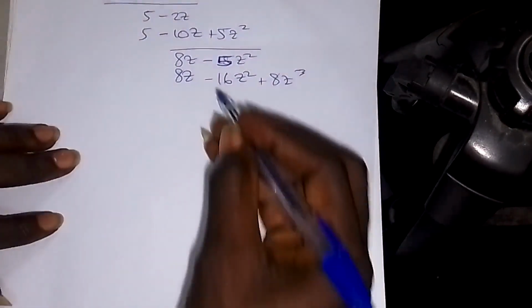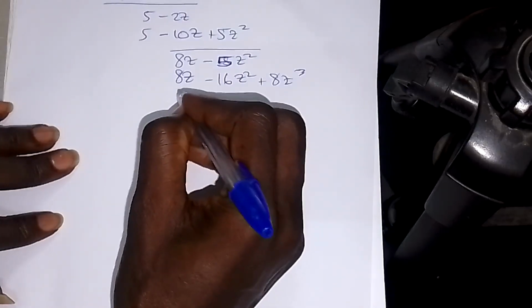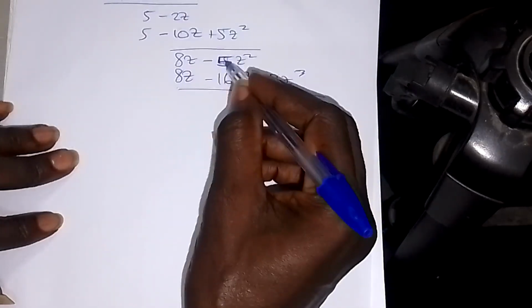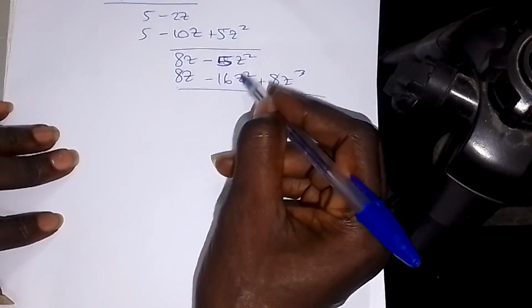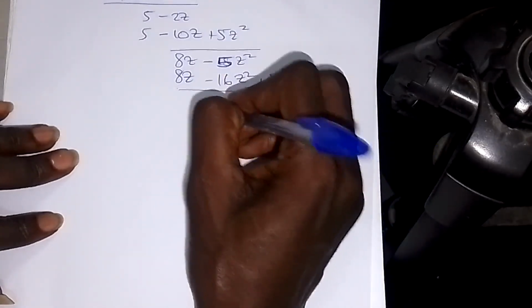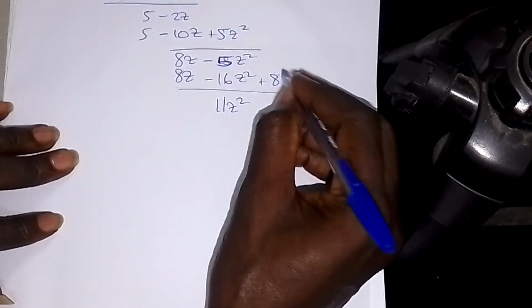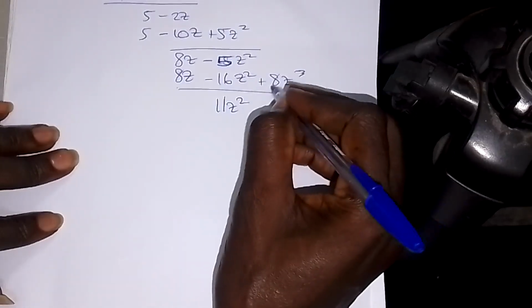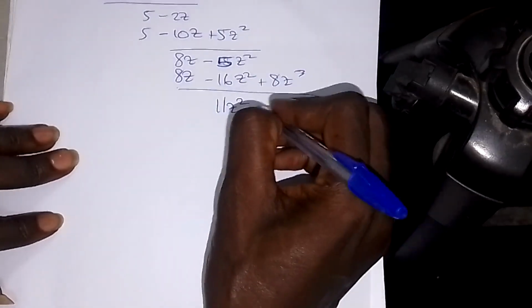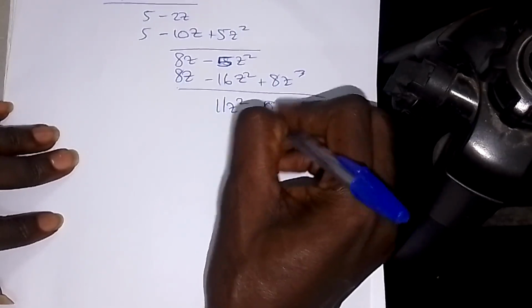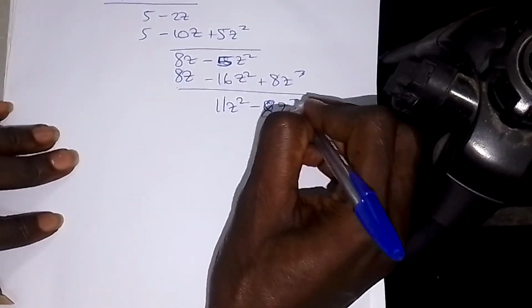If I go on, here I'll get 0. See here, minus 5 minus 16 will be 11. So 11z squared. So here it will be 0 minus 8. It will be minus 8z cubed.